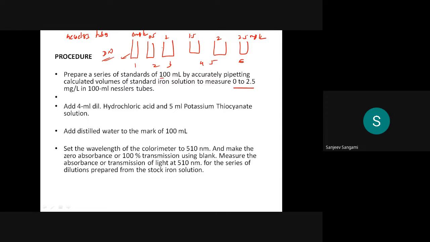For the second one, 0.5 milligram per liter; the next, 1 milligram per liter; then 1.5 milligram per liter; up to 2.5 milligram. A series of standard solutions. Standard solutions means I know that I have added 0.5 milligram per liter. This is why we are doing it: first you have to calibrate the equipment and prepare the calibration curve.